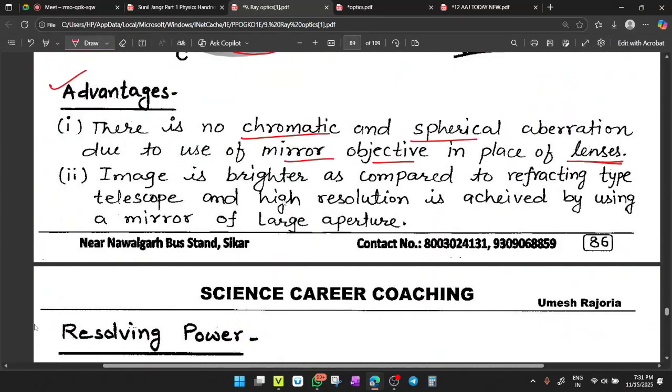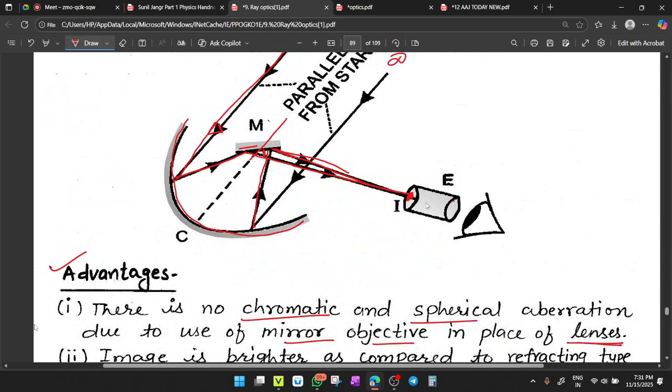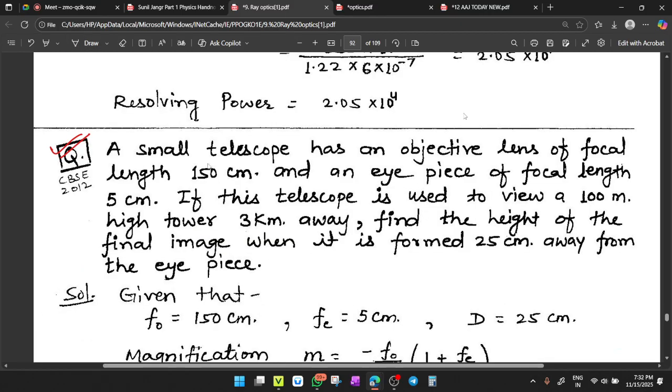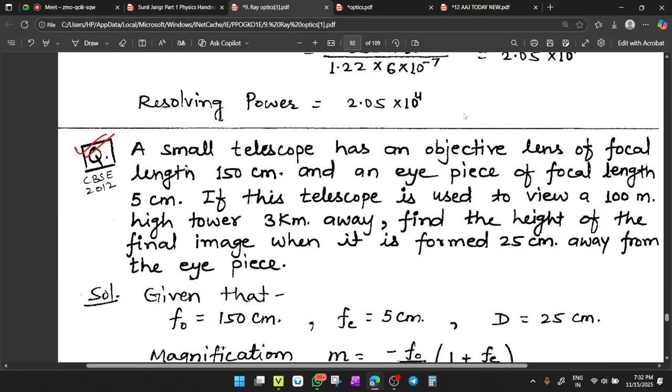So second, the image is brighter as compared to the refracting type of telescope, and high resolution is achieved by using a mirror of larger aperture. A larger aperture collects more and more light, so this wide aperture is enough to gather a high amount of light and you will have a brighter image. Clear?